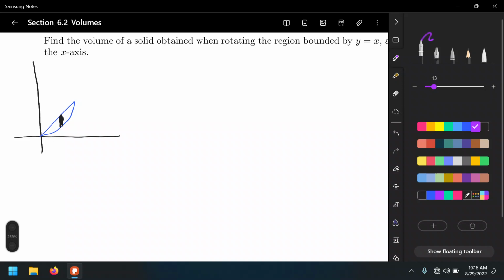Now, what is this generating? Well, this is generating the following region. So it generates this solid right here. It's kind of hollow in the middle. All right. But not that hollow. Actually, it's solid at the part where the region is at the origin.